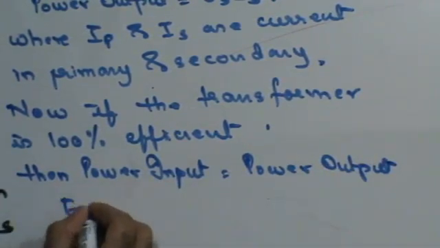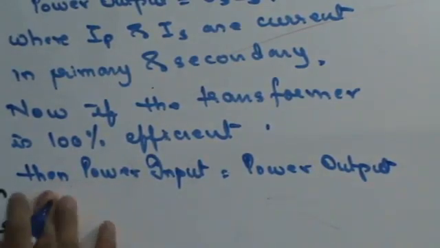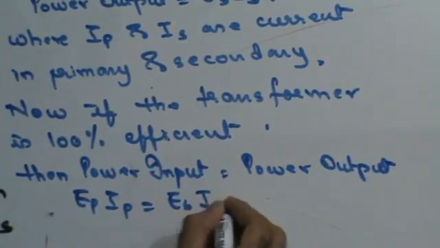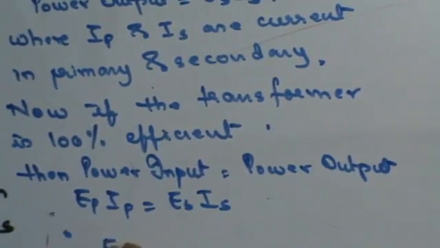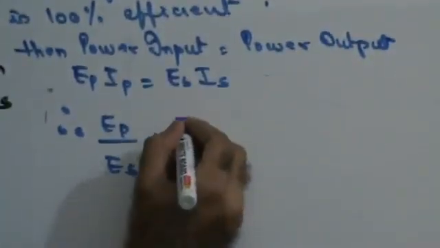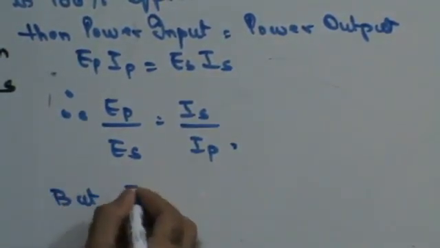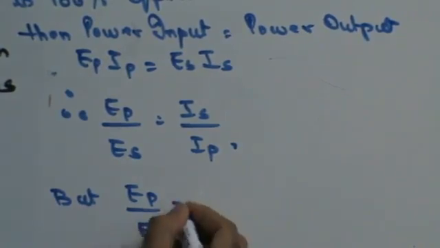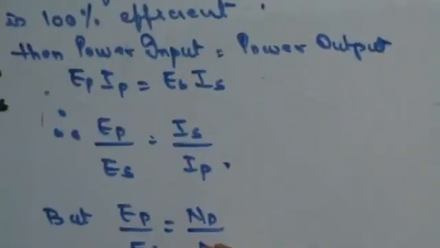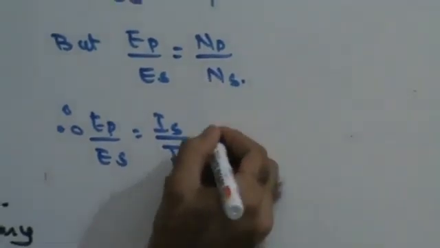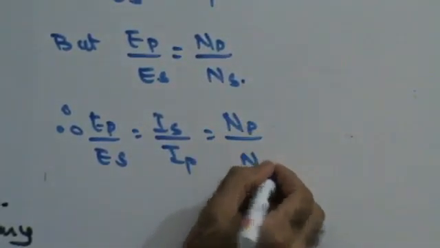That means EP IP should be equal to ES IS. Therefore, EP upon ES is nothing but IS upon IP. But we had just derived that EP upon ES is equal to NP upon NS. Therefore, EP upon ES is equal to IS upon IP, which is equal to NP upon NS.